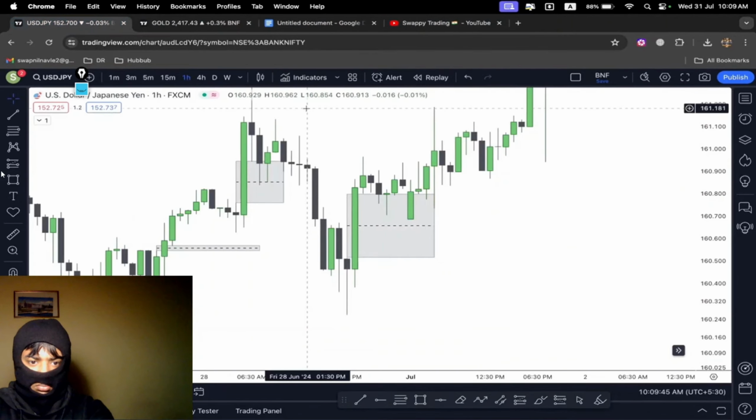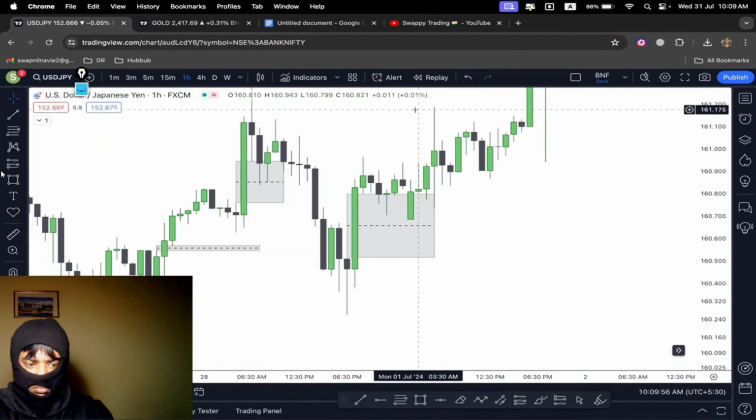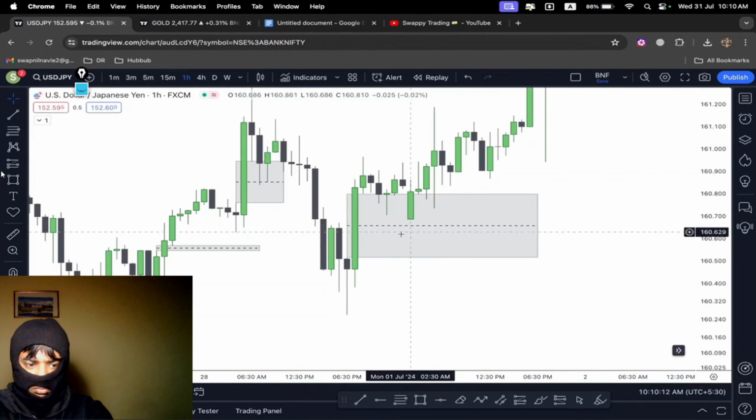Okay? Now you all know that the market runs on only 2 things, liquidity and the fair value gap. The market runs on only these 2 things. I'm not saying this, brother. Sir Michael J. Huddleston, the creator of SMC and ICT, says this himself. The market runs on only 2 things, liquidity and fair value gap. Okay, why? Because a fair value gap is itself a liquidity. And because there's no trading there.